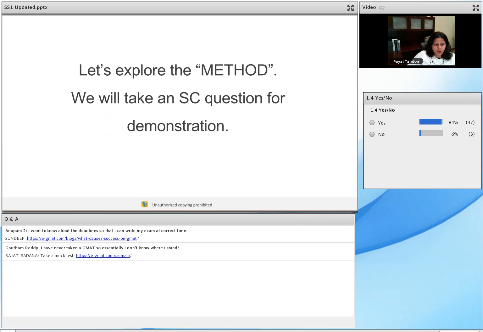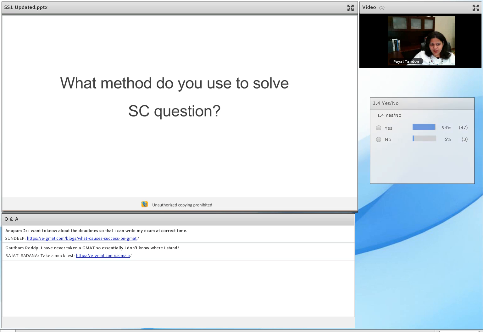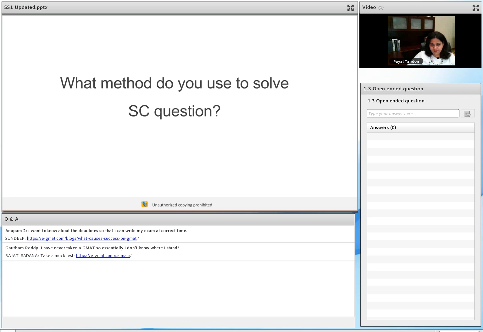Now what we're going to do is explore the method aspect. I talked about a sentence correction question that I want to take up in order to explain why methods are so important and what method you should be utilizing in order to solve SC questions. So I'm first going to ask you, what is the method that you typically use today to solve an SC question?